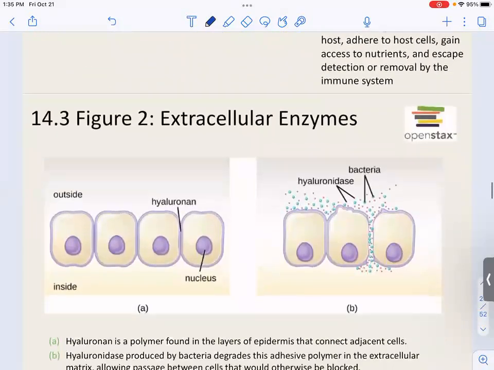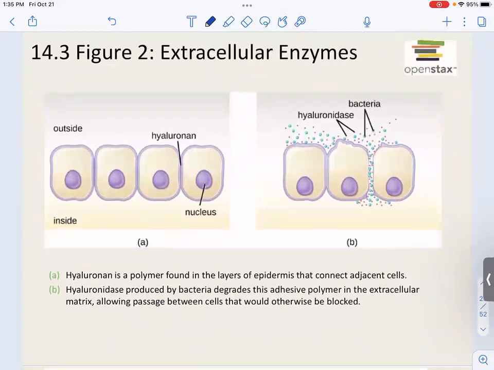All right, so some examples of extracellular enzymes. Our cells have what you could think about as the glue that helps them stick together. It's called the hyaluron, or sometimes hyaluronic acid. If bacteria can make an enzyme called hyaluronidase, that's an enzyme secreted by the bacteria that will help it break down that hyaluron in between cells so that it can invade between cell layers. So it's a mechanism of invasion.